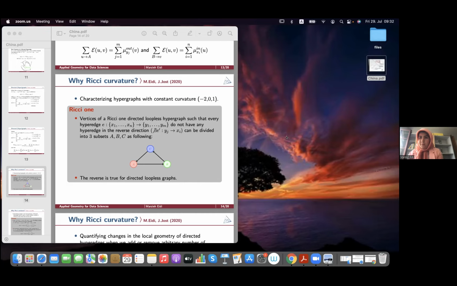But this is not the case here, because we don't consider strong connectedness. If we consider strong connectedness, that could be related to what you are mentioning for the path homology, because we have a notion of path, basically, first of all. I mean, that's the very basic thing that we need. But here we don't have a curvature for the path. It's just for a single hyperedge.